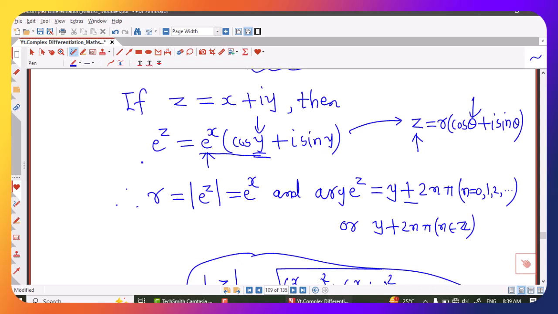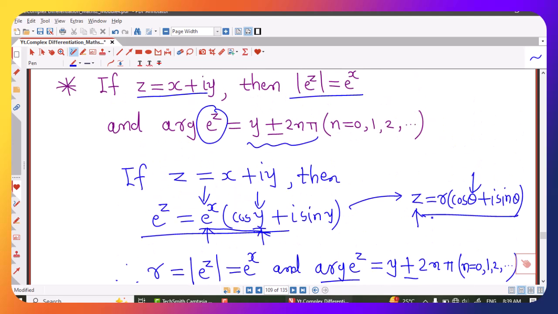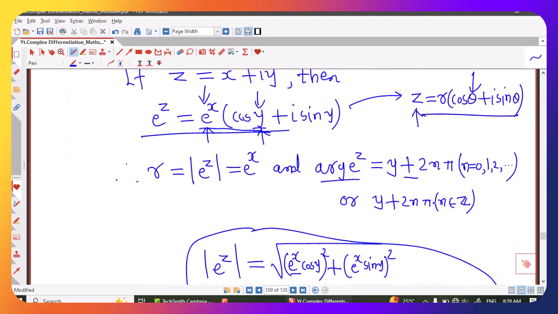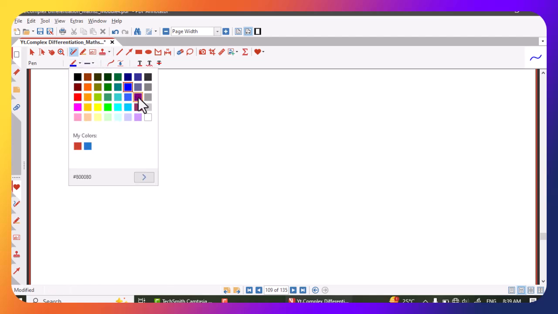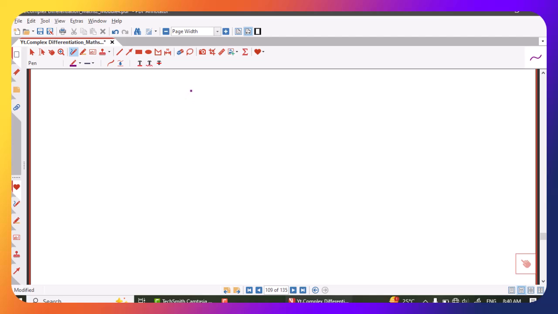If we compare this with the polar form, then we find that r is equal to e raised to x, and the argument of e raised to z is this angle plus 2n pi, where n belongs to Z. So these are the simple properties of the exponential function, and we have proved those properties. If we recall the properties of e raised to z, then we know that e raised to z is an entire function, and we have proved these properties.